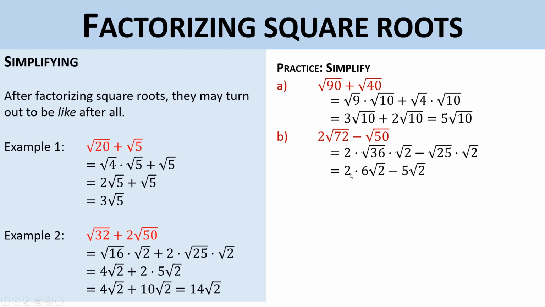2 times 6 is 12. So we get 12 times the square root of 2 minus 5 times the square root of 2. These two terms have like roots because these numbers are the same. So we are allowed to subtract them. So that's 12 of something minus 5 of something is 7 of that thing, of the square root of 2.